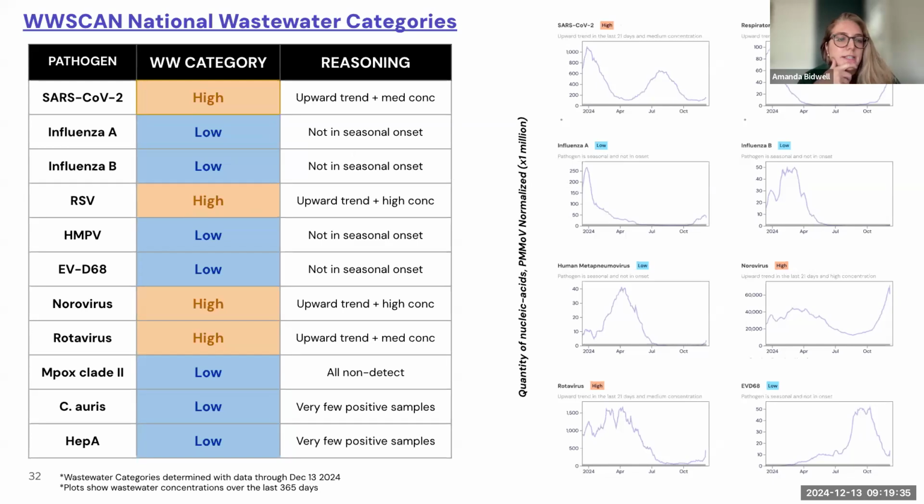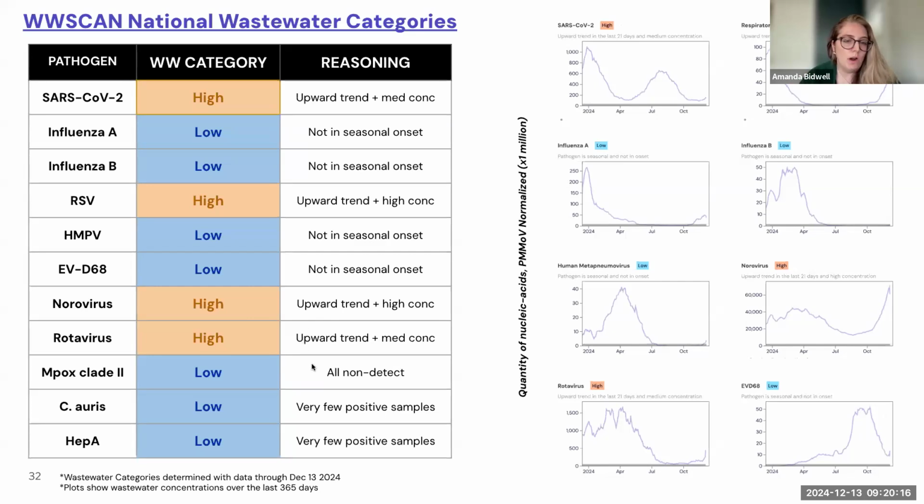Human metapneumovirus is in the low wastewater category, and that is due to only a 20% detection rate at this point in time. EVD 68 is in the low category. Before last week, EVD 68 was in the high category and was in seasonal onset. So we've seen concentrations come down pretty significantly from the peak that we observed in September and August earlier this year. Norovirus is in the high category with 100% detection rate. 73% of sites are in the high category as well. Rotavirus has a 66% detection rate currently.